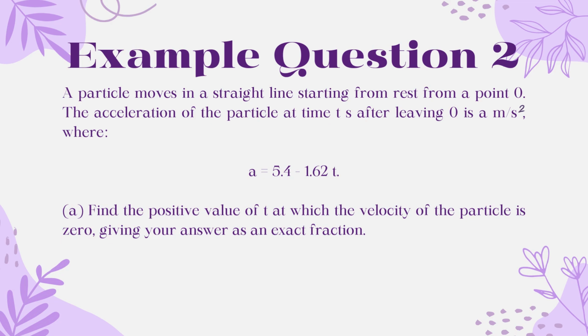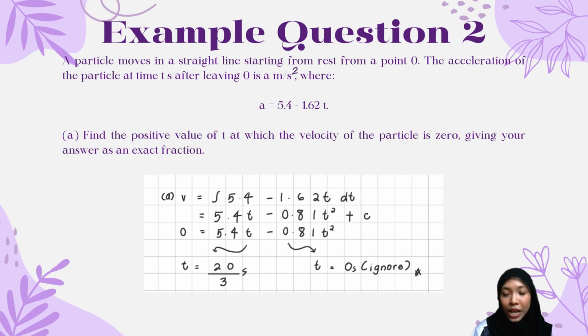The acceleration of the particle at time t s after leaving O is a m/s², where a is equal to 5.4 minus 1.62t. So now we will answer question A, which is: find the positive value of t at which the velocity of the particle is 0, giving your answer as an exact fraction.